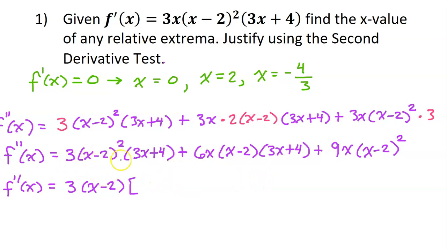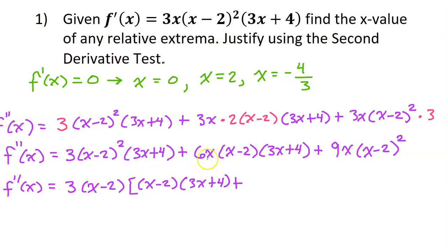So let's divide each of these 3 terms by 3 times (x minus 2). If I divide the first term by 3 times (x minus 2), the 3's will cancel out, and one of the (x minus 2)'s will cancel out. But I will still be left with the other (x minus 2), and the (3x plus 4) is still there. So that's the first term.